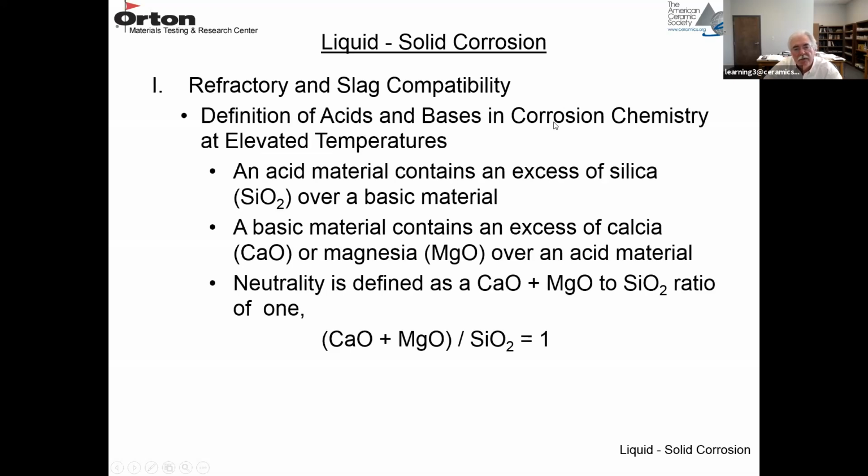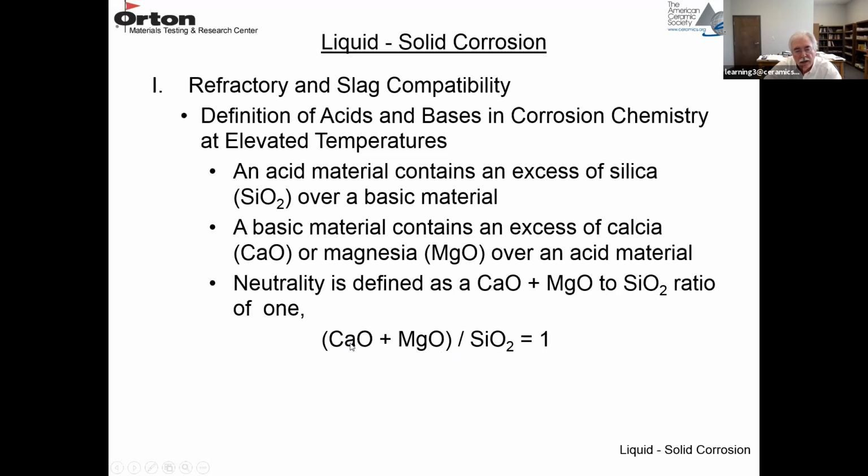So how do we define acids and bases in corrosion chemistry at elevated temperatures? An acid material contains an excess of silica, SiO2, over a basic material, and a basic material contains an excess of calcium, CaO, over magnesia. Either one of these are both basic over an acid material. So if we set up a simple ratio of these components, CaO plus MgO divided by SiO2, neutrality is defined as a ratio of 1.